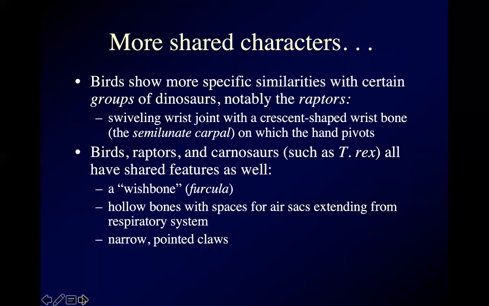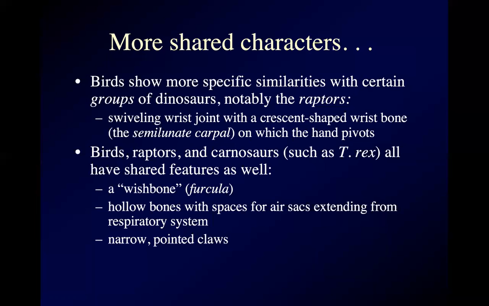We can be more specific and say that birds show more detailed similarities with certain groups of dinosaurs, notably the raptors. In particular, there's a distinctive wrist joint that enables the hand to pivot on the forearm. That's a movement that we can't actually make. And it's something that's important in bird flight because it enables the flight stroke of birds to generate more lift. The fact that part of the wing can swivel. But that swivel joint was present in the raptors.